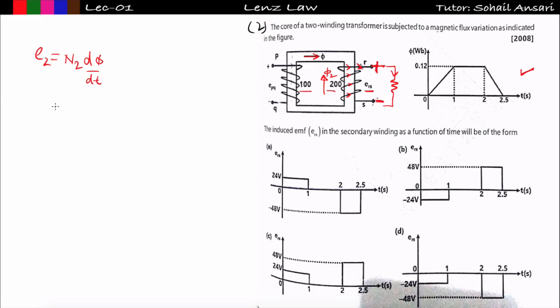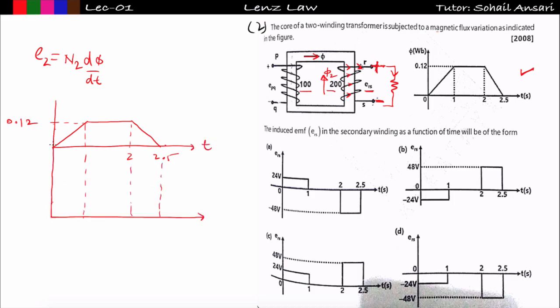Now the waveform of phi 2 is given. The waveform of phi 2 is, from 0 to 1 it is like this, 1 to 2 it is constant, and from 2 to 2.5 it has a negative slope. This is 2, this is 2.5, and this is 1, and this is having maximum value that is equal to 0.12 Weber, and this is the time axis.